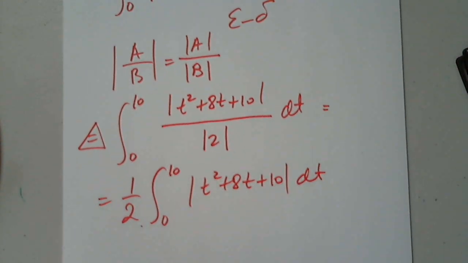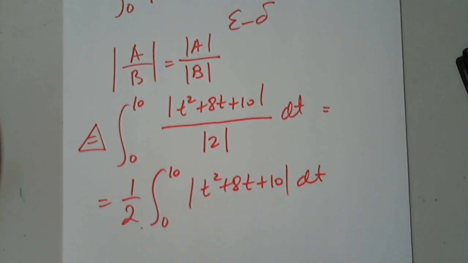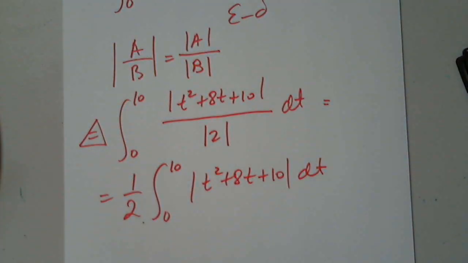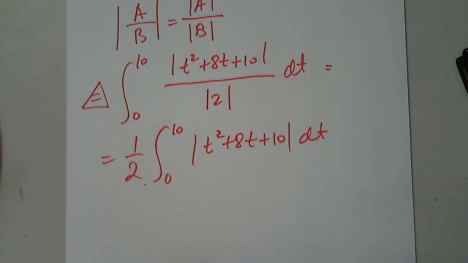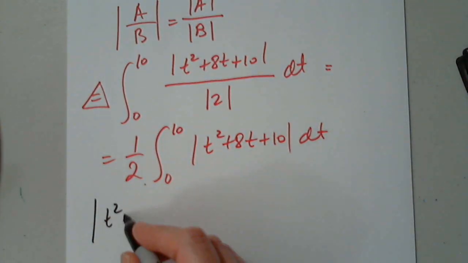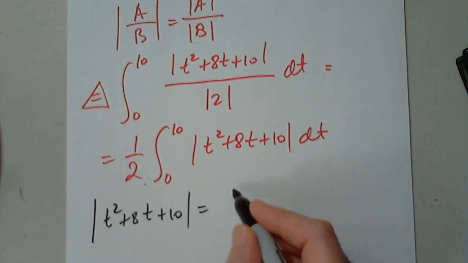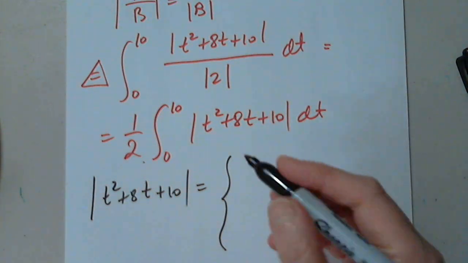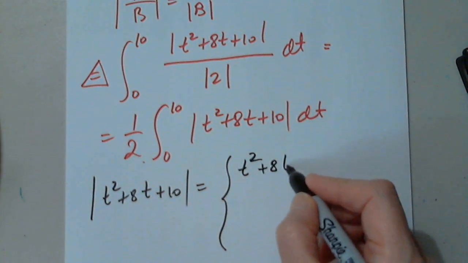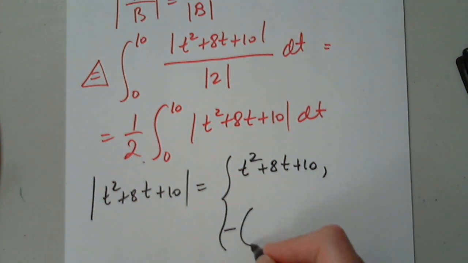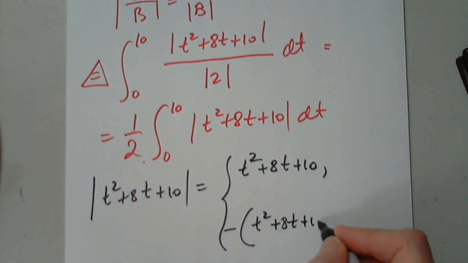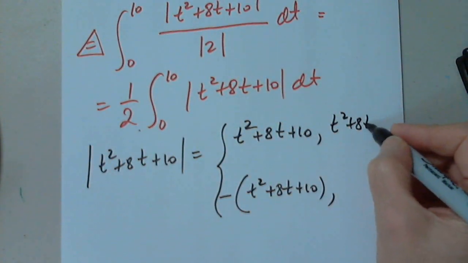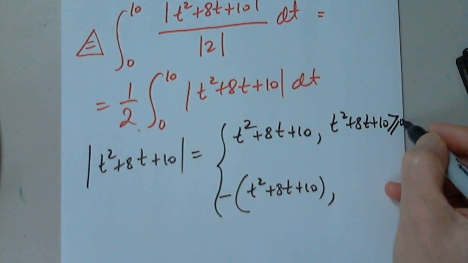So I simplified a little bit, so I don't have to worry about 1/2. Now, as we did before with a linear function, which is more friendly, but now we have to do it with a quadratic function. It will be like Quinn said before, t squared plus 8t plus 10, or the opposite of t squared plus 8t plus 10, when t squared plus 8t plus 10 is greater than or equal to 0.